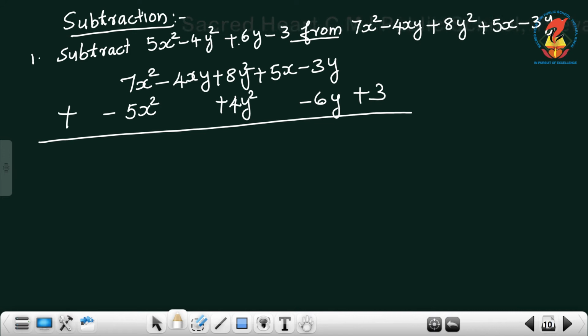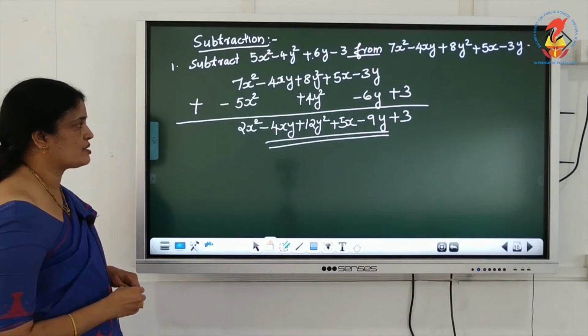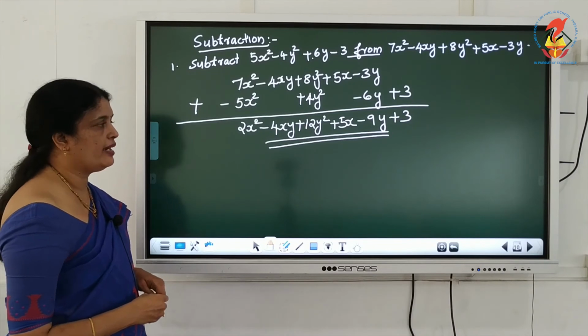7x square minus 5x square is 2x square. The same term, minus 4xy, bring it down. 8y square plus 4y square is 12y square. Plus 5x, bring down. Minus 3y minus 6y is minus 9y, plus 3. This is the final answer: 2x square minus 4xy plus 12y square plus 5x minus 9y plus 3.